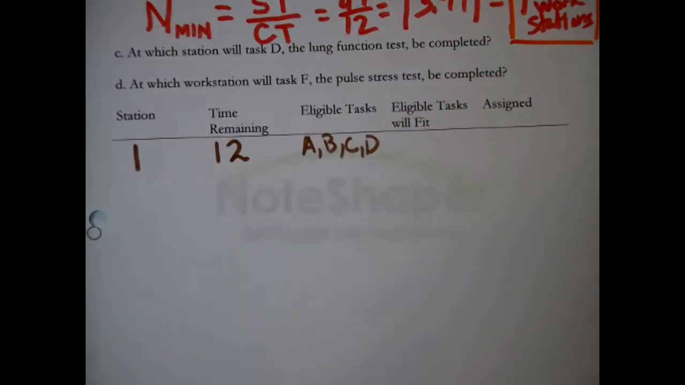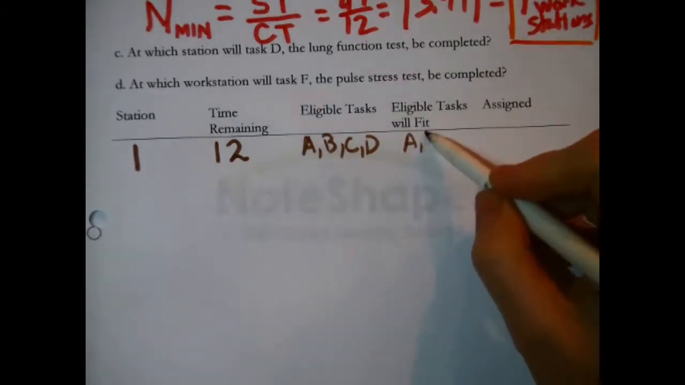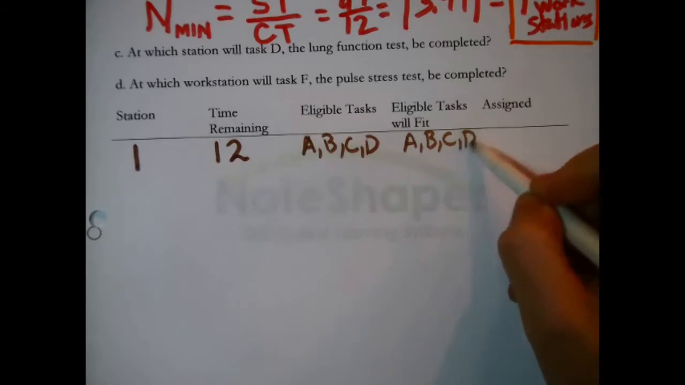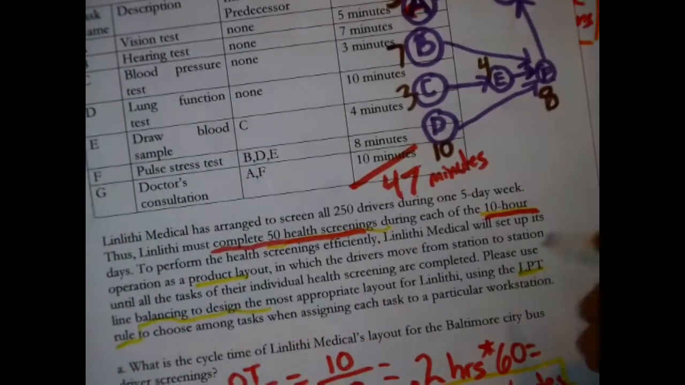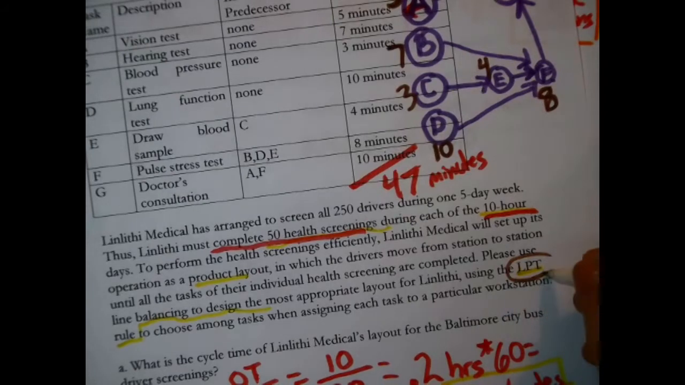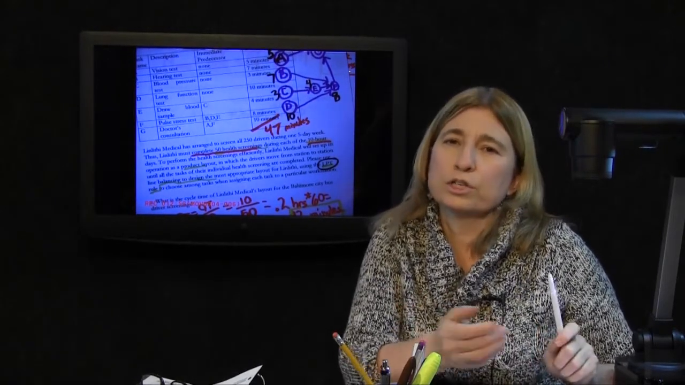Eligible tasks that would fit, that's where you're checking that each one of them would fit inside of 12 minutes. And seeing how this is a brand new workstation, they all would. Which means that now you have to pick one. That's what assigned means. How are you supposed to pick between the 4 of them? That's why they mentioned longest processing time. A line balancing problem always has to have at least one decision rule, so that when there is a choice, you know how to pick one of the tasks for the assignment. This particular decision rule is pick the longest one.